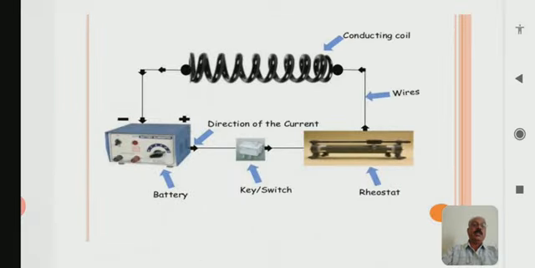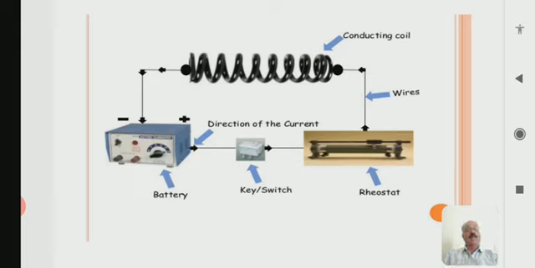So here you are seeing a conducting coil. The two ends of the coil: one end is connected to the negative of the battery eliminator, and another end of the coil is connected to a rheostat, and from the other end of the rheostat it is connected to the key, and from the key to the positive terminal of the battery. When the switch is on, the current flows through the coil.